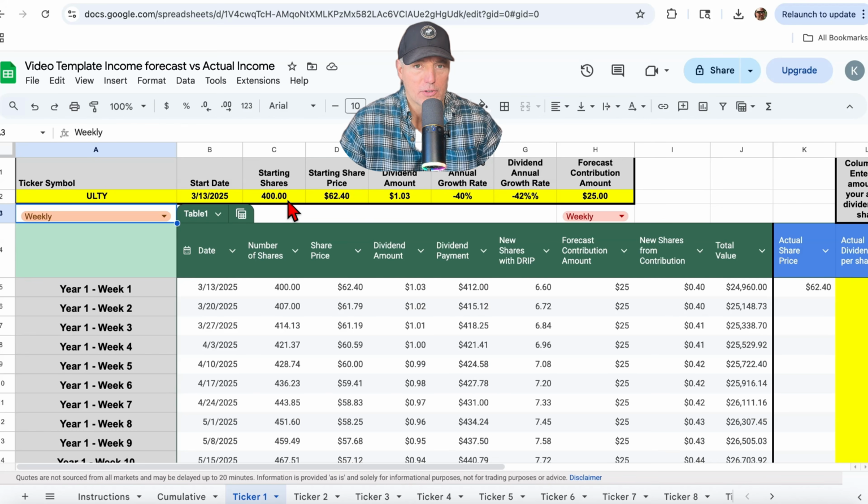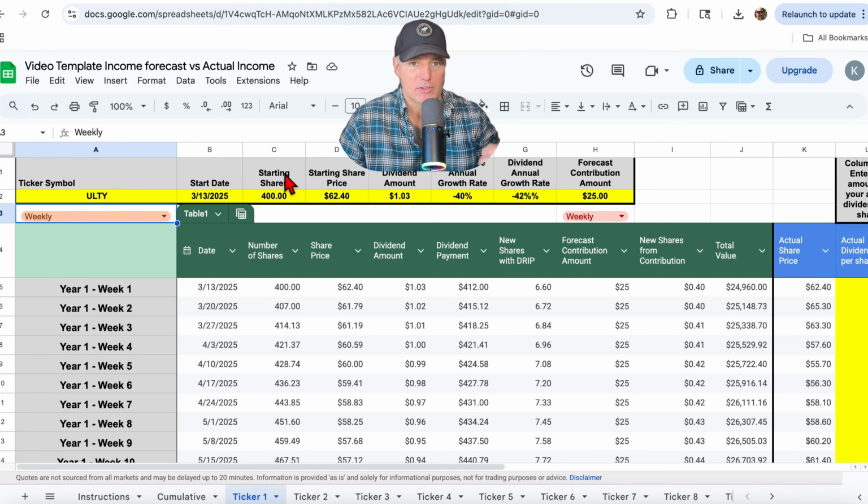We put in 400 shares of ULTY, and that's based on the share price at the adjusted price, which starting back in this time frame would have been $62.40. The starting dividend amount, what was the dividend amount paid on this date or the first dividend after this date? So you have a starting amount, and we put the $1.03 that it was. For those who have followed ULTY on that date, it was 10 cents, 0.103. But because it's been adjusted for the split, it shows $1.03, and so has the price been adjusted.